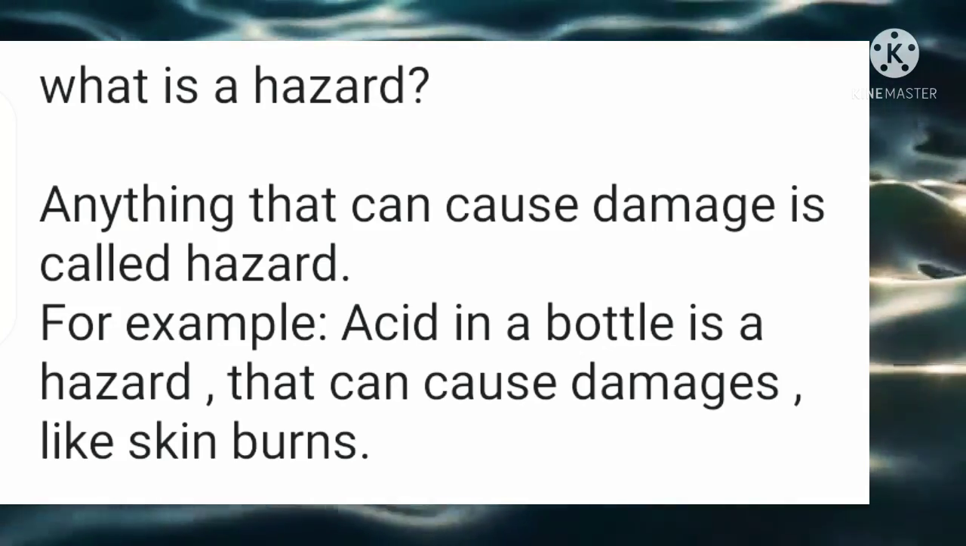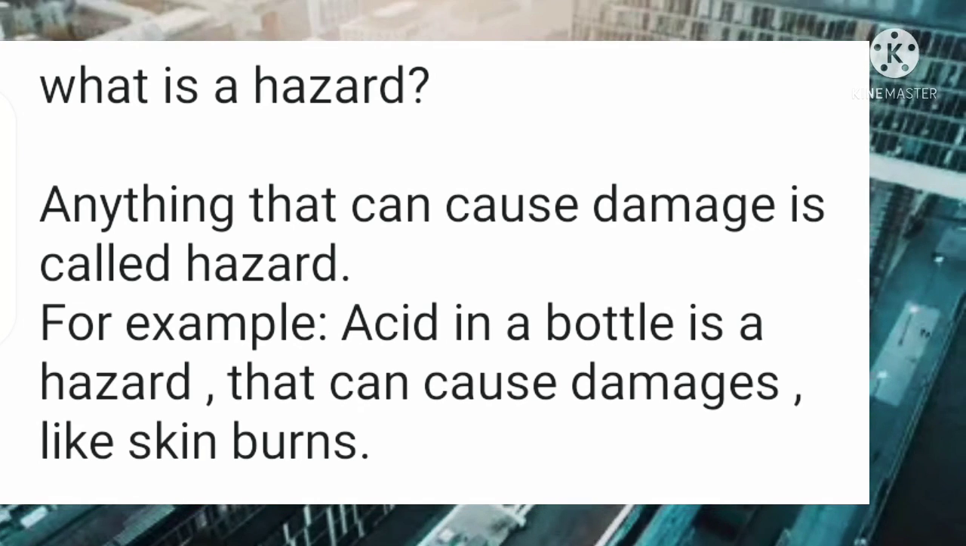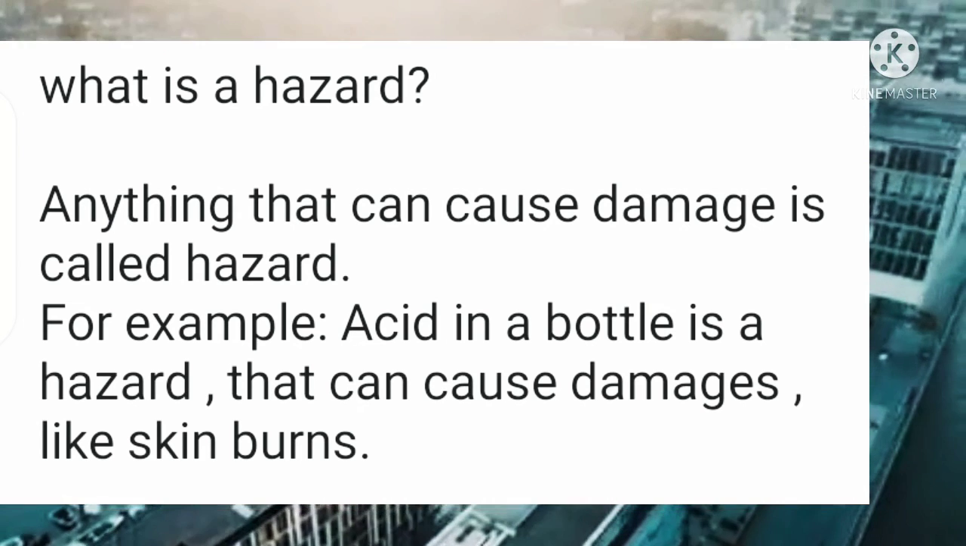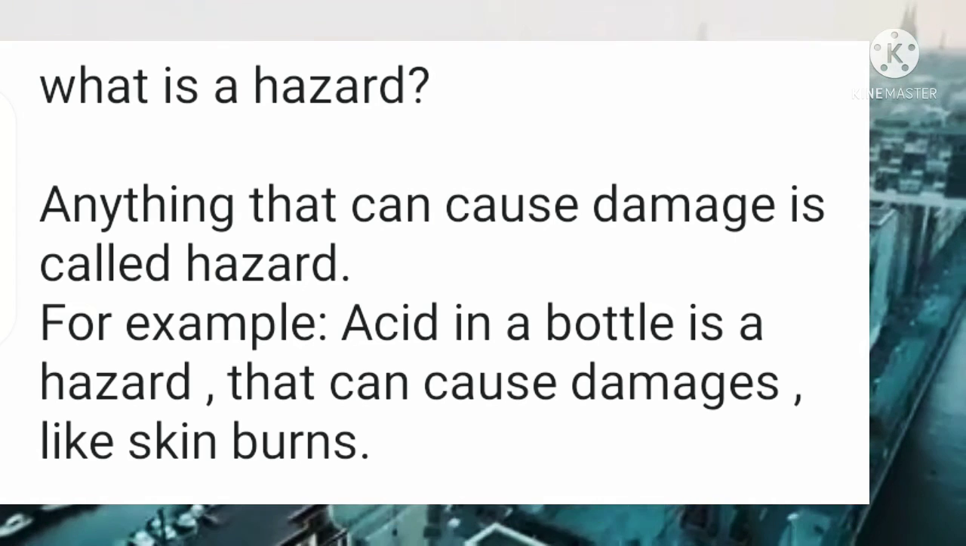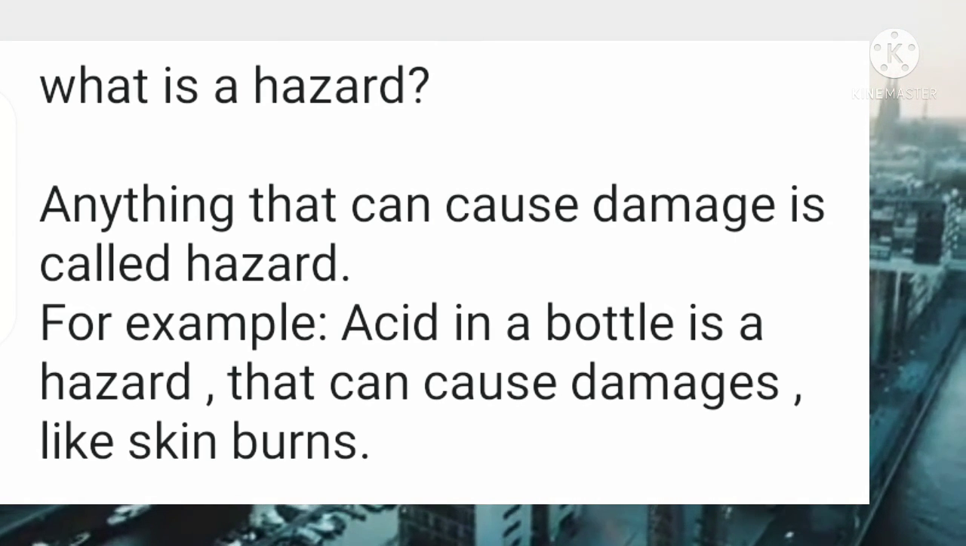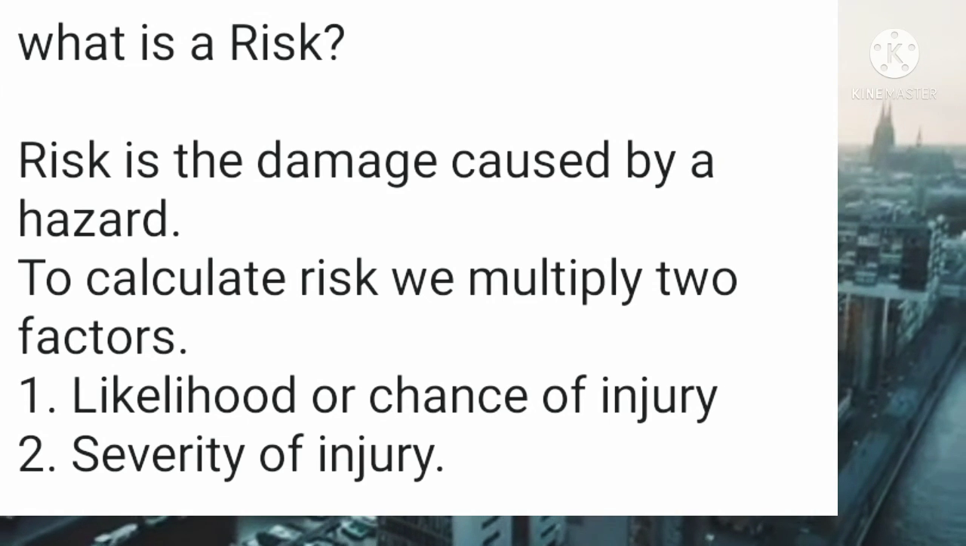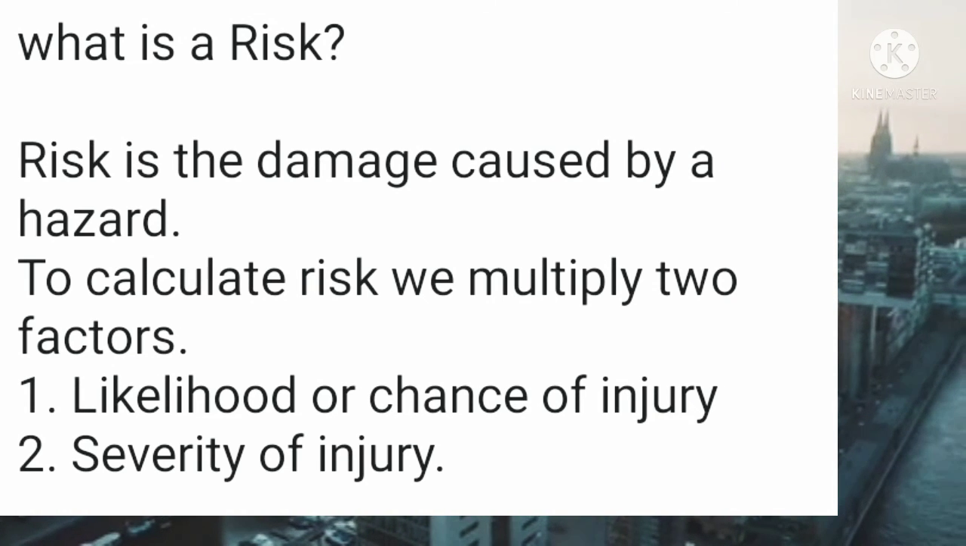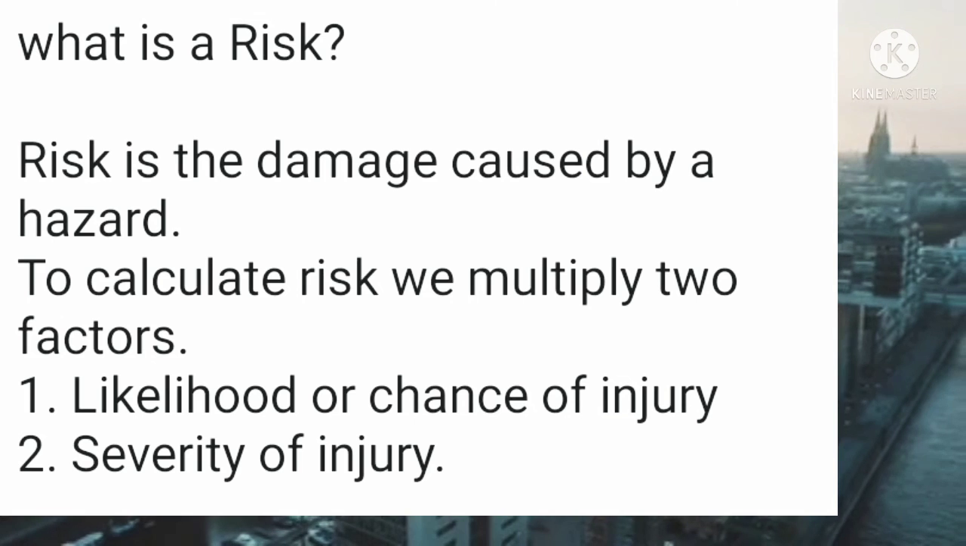What is a hazard? Anything that can cause damage is called a hazard. For example, acid in a bottle is a hazard that can cause damage, like skin burns. What is a risk? Risk is the damage caused by a hazard.